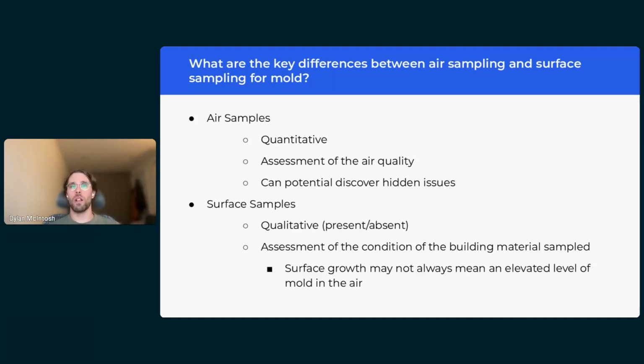Surface sampling is qualitative. It's a presence-absence test with some grade scale from light, moderate, and heavy. It's an assessment of the condition of that building material. So I'm saying I sampled this wall and there is no mold on this wall, or there is mold on this wall. Now, surface growth on a material does not necessarily indicate an elevated level of mold in the air. It's strictly saying there is mold on that surface or not.